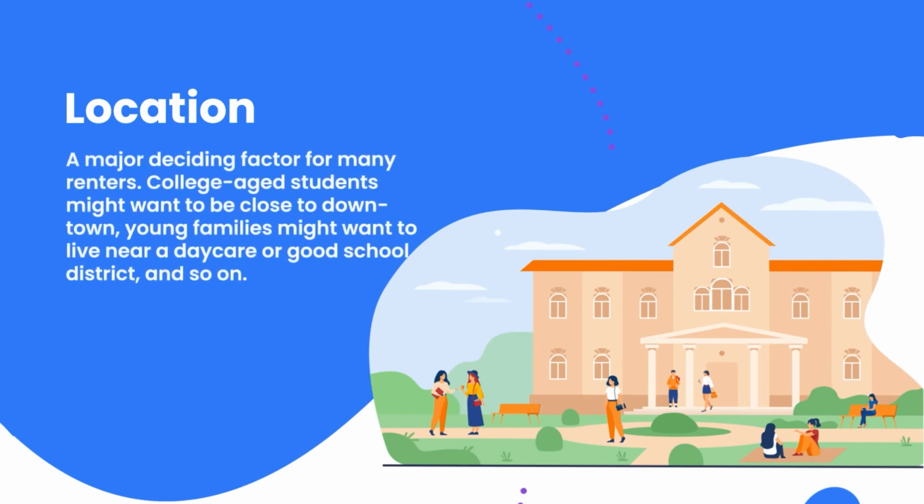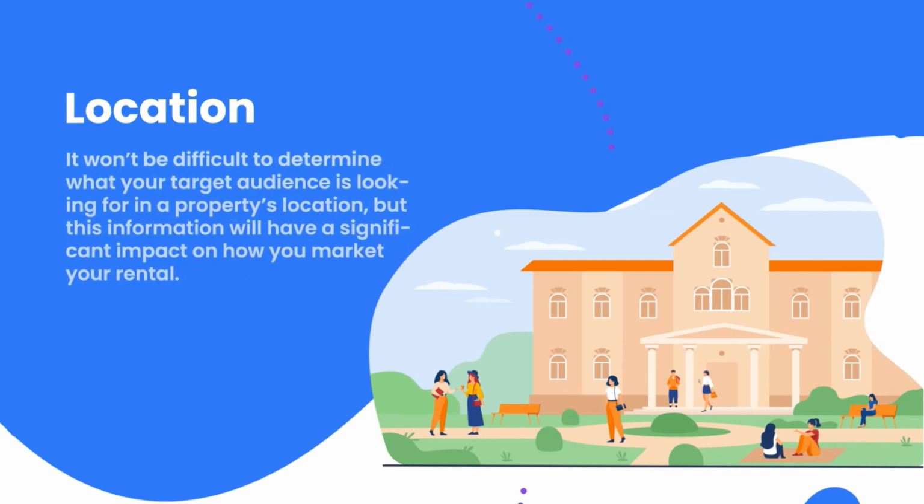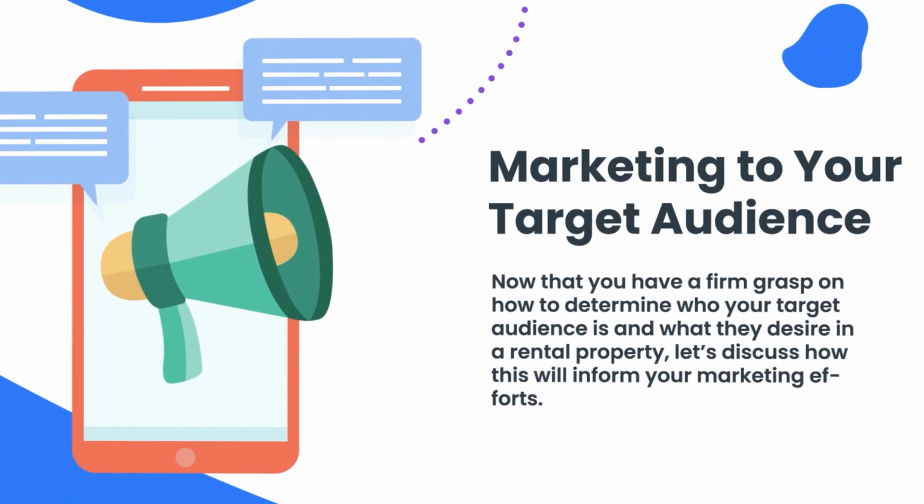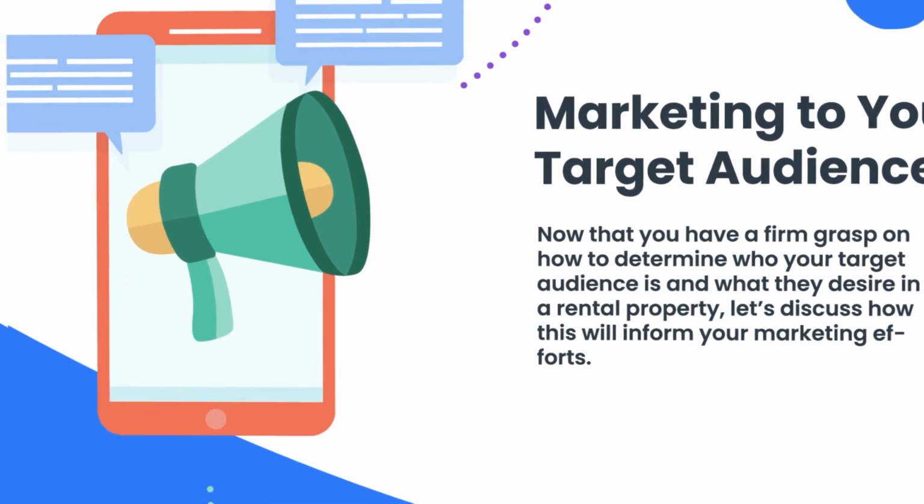Location is a major deciding factor for many renters. College-age students might want to be close to downtown, young families might want to live near a daycare or good school district, and so on. It won't be difficult to determine what your target audience is looking for in a property's location, but this information will have a significant impact on how you market your rental. Now that you have a firm grasp on how to determine who your target audience is and what they desire in a rental property, let's discuss how this will inform your marketing efforts.